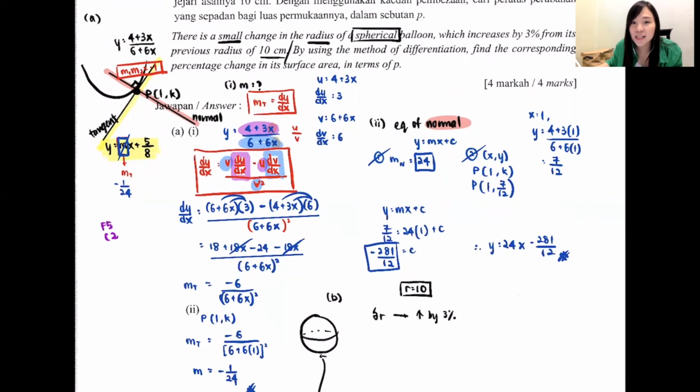Next, by using the method of differentiation, that's why this question is under differentiation, find the corresponding, meaning following that one, percentage change. So they want to find the percentage change for its surface area. Surface area, no need to write SA. Normally we just write A, okay, my dear? So they want to find the percentage change for A in terms of r.